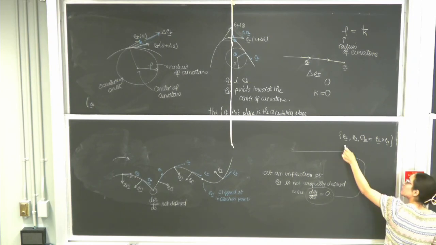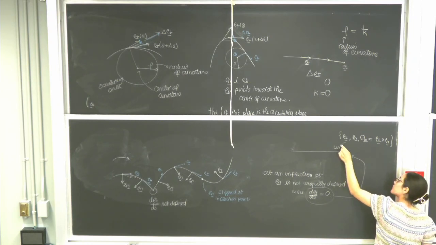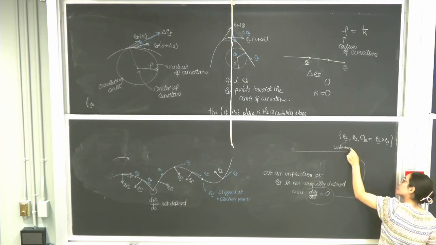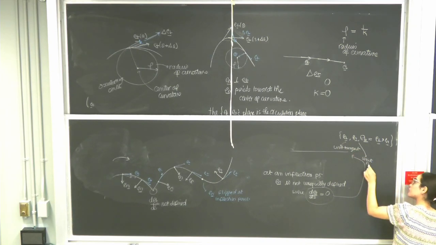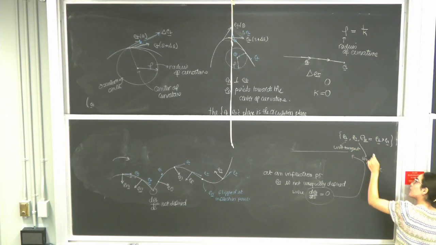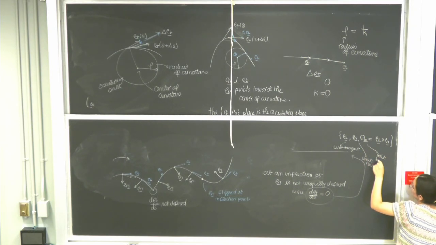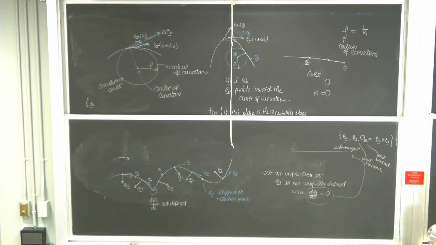So ET is the unit tangent. EN is the unit normal. And EB is the unit binormal. Binormal. So you can think of a particle moving on a curve, and ET is tangent to the curve, and EN and EB are both perpendicular to the curve.